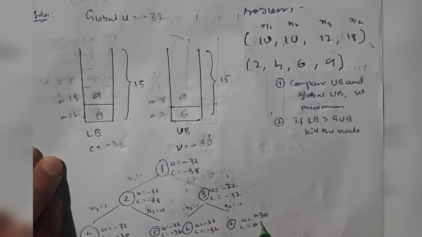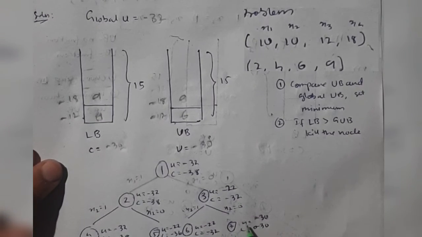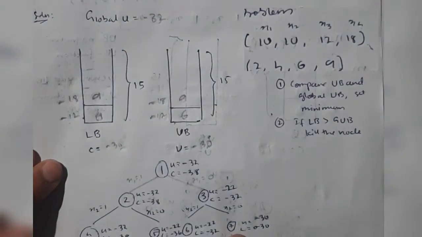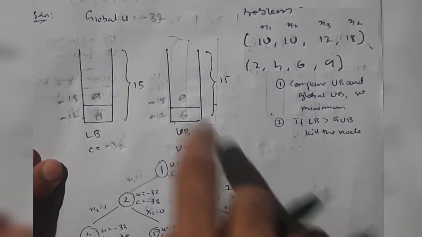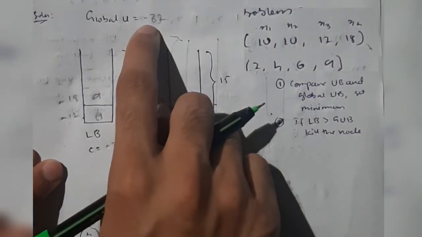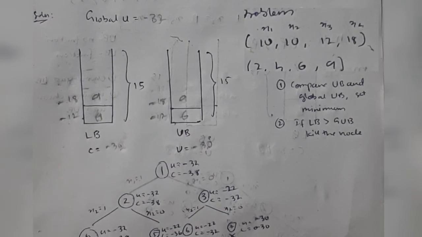When both we get as minus 30, at that time we'll check if this node is valid or not. See here, U is minus 30, here it's minus 32. This is smaller, we'll keep it as it is. C is minus 30 here, and this is minus 32. C is greater, minus 30 is greater than minus 32. So here we will kill this node. C should not be greater. So we'll kill this node, and we'll move on with the next 3 valid nodes.